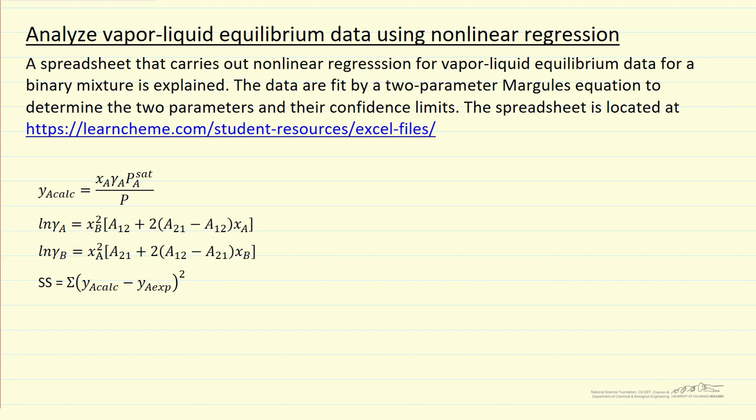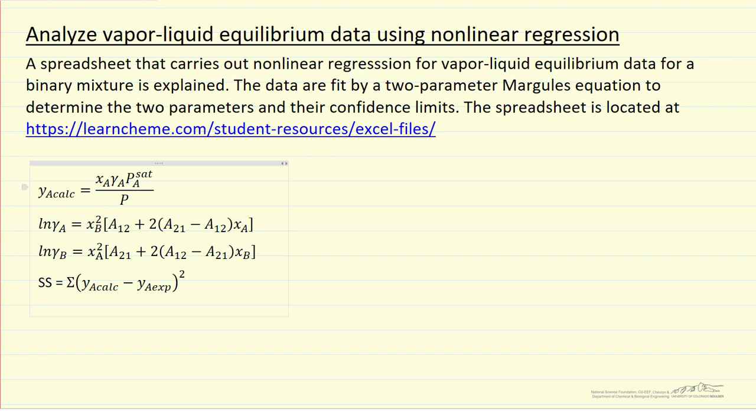Here we've made measurements of vapor-liquid equilibrium, or in this case we generate data with noise on a computer, and then we fit that data using nonlinear regression for the two-parameter Margules equation, and we calculate these two parameters, A12 and A21, and then use nonlinear least squares, where the difference between the experimental measurement of the gas phase mole fraction and our calculated gas phase mole fraction for component A is minimized.